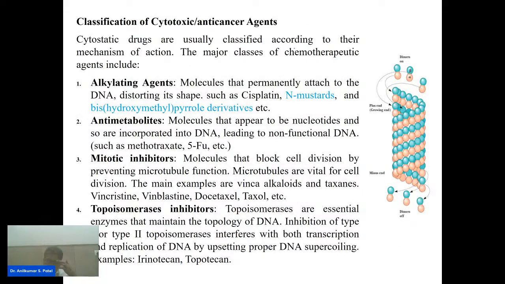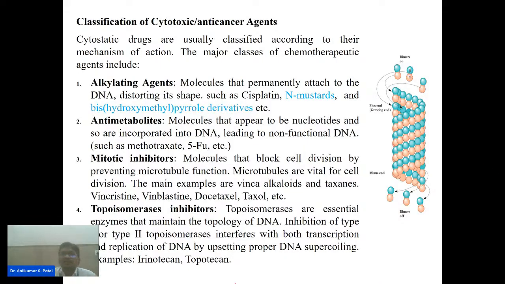Now we are going to focus on anti-cancer agents, because the next example is on anti-cancer agents. Currently I am going to discuss the classification of anti-cancer agents or cytotoxic agents. They are broadly classified into four classes: alkylating agents, antimetabolites, mitotic inhibitors, as well as topoisomerase inhibitors.